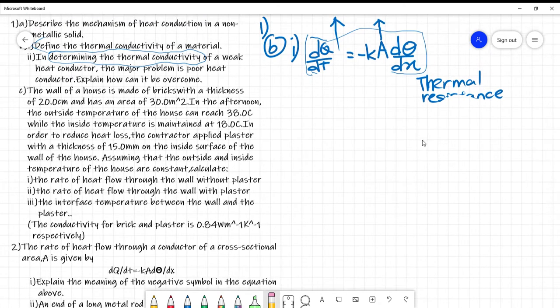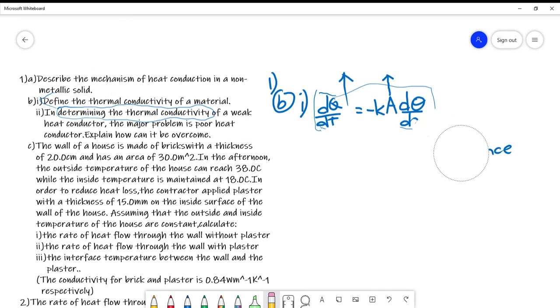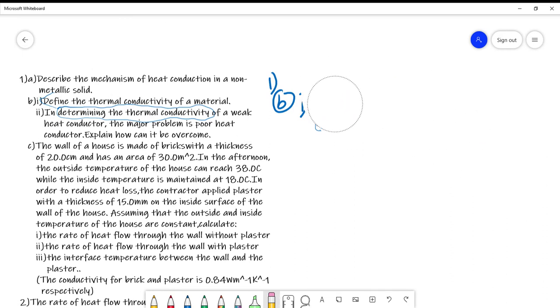Okay, so this one as well. Alright, so let's just move on to part C.